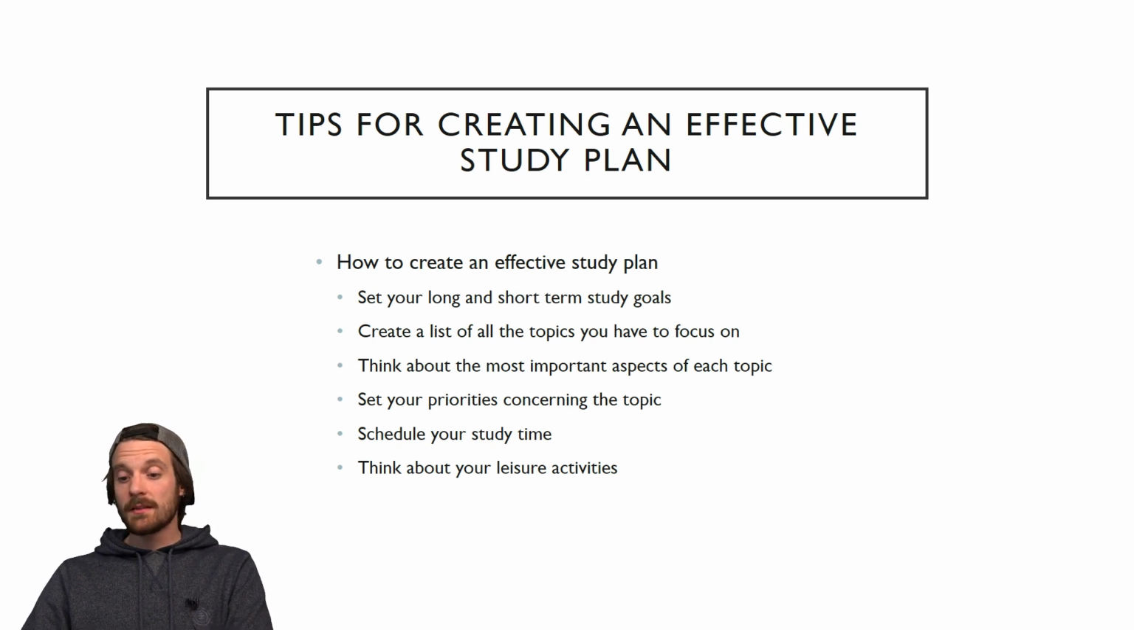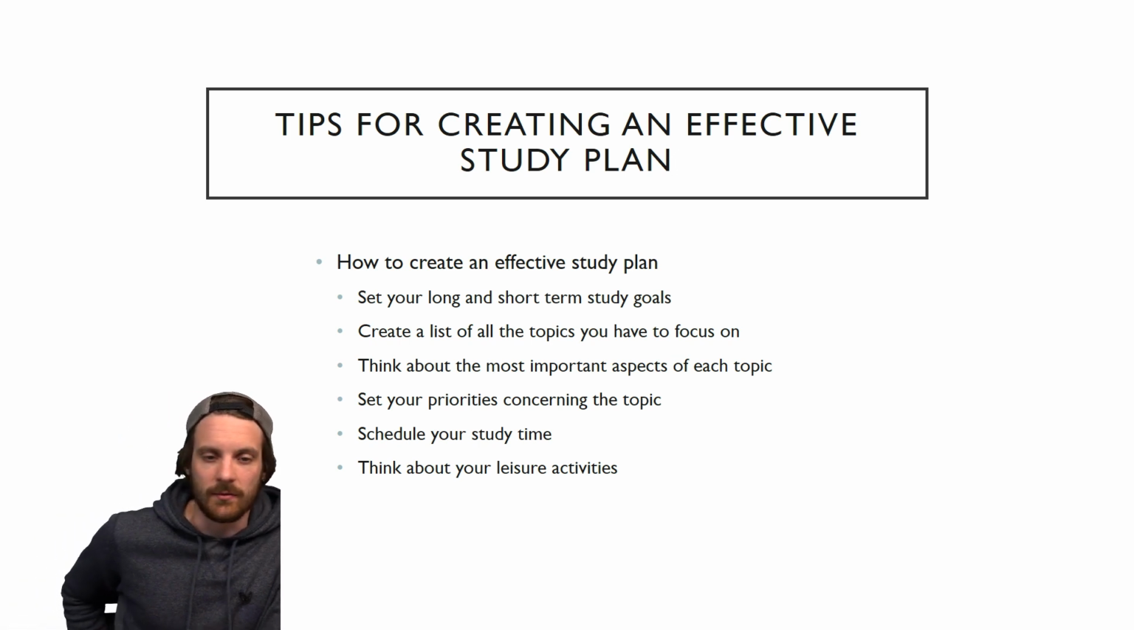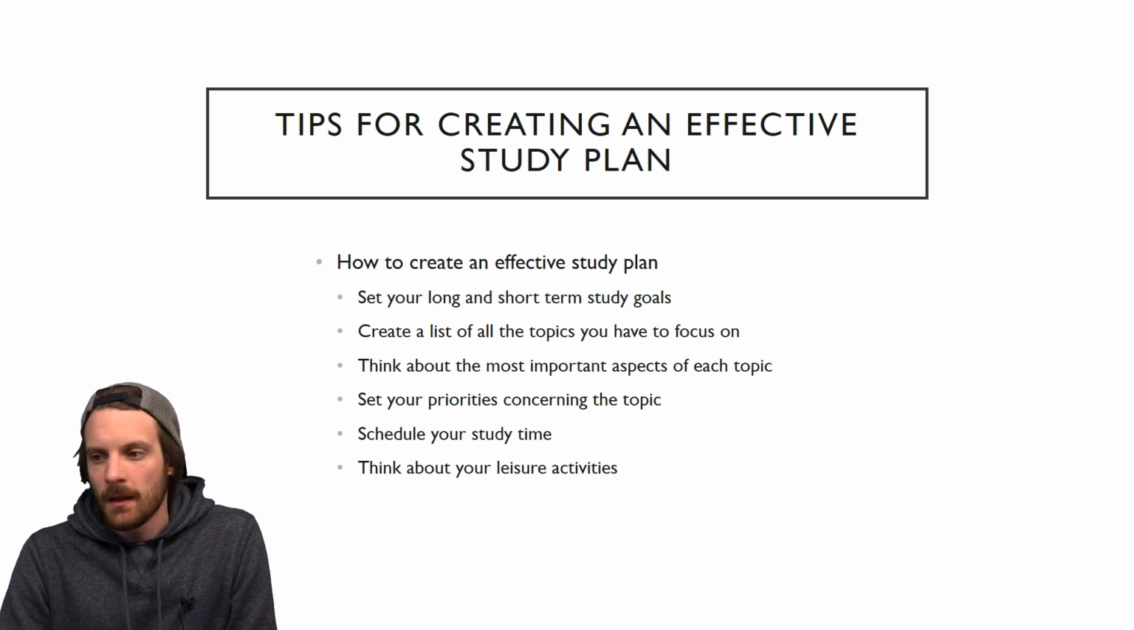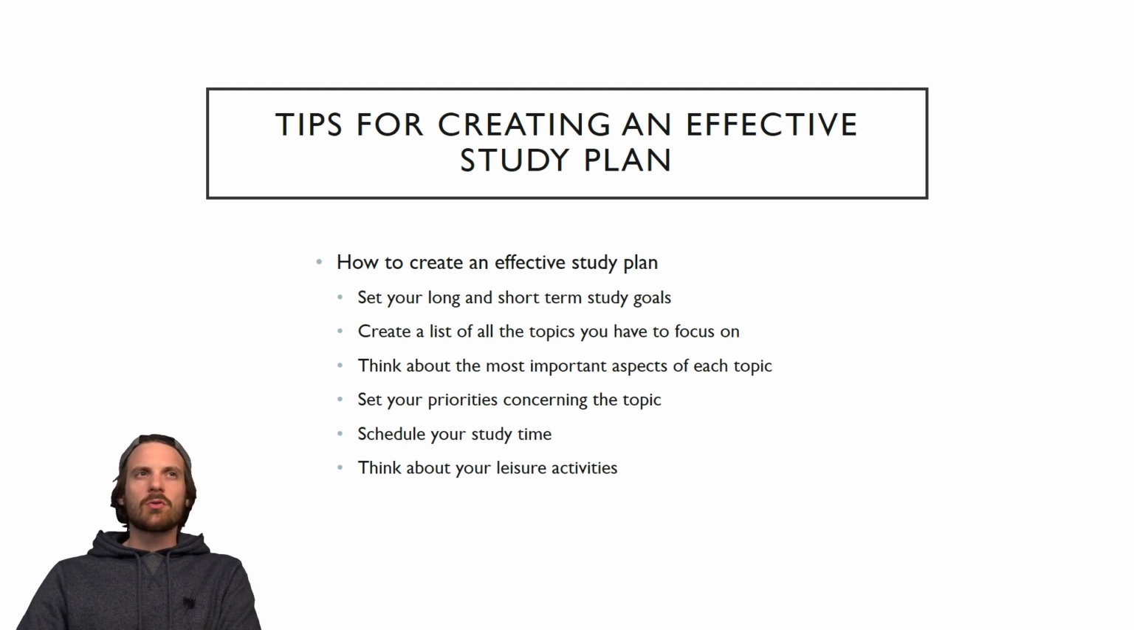So basically, how you can create the study plan is that you create a list of all the topics you have to focus on at first, and then think about the most important aspects of each topic, and then set the priorities on each topic. Schedule your study time, we already had it. And also think about your leisure activities. So that goes hand in hand with plan your day.